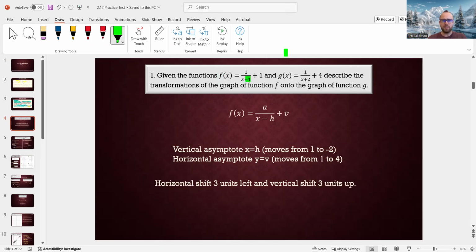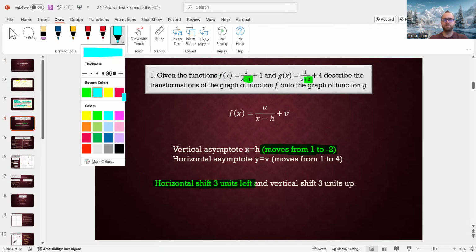First difference, I see a -1 next to x, where here I see a +2. That is our h. That means there was a horizontal movement from +1 to -2. Remember, h is dishonest, so it's the opposite sign of what you see. Now, if you visualize that on a graph, what that actually means is if we move left from 1 to -2, there was a horizontal shift 3 units left. Okay, that's the first change that happens.